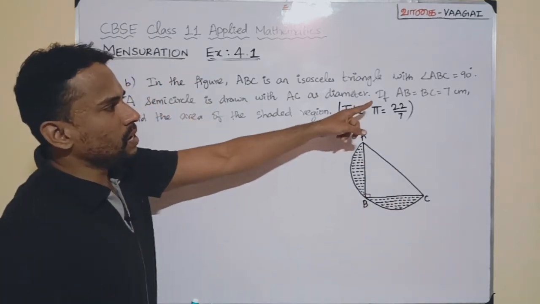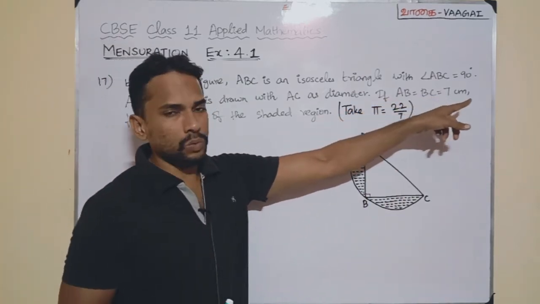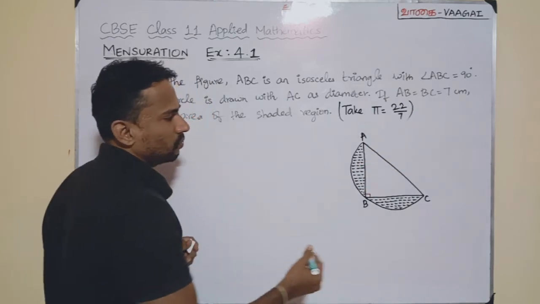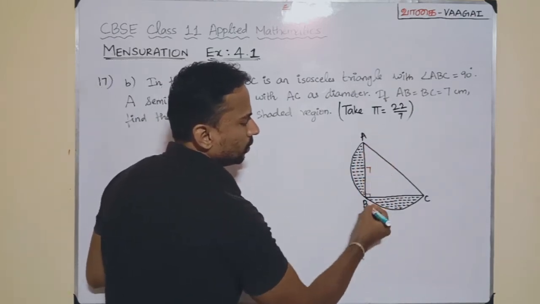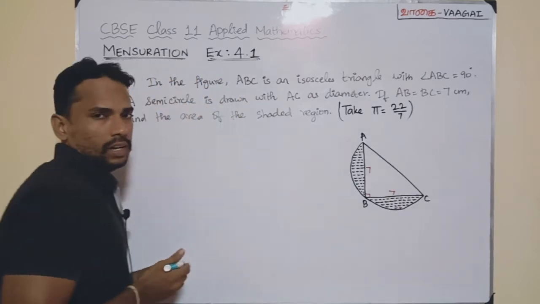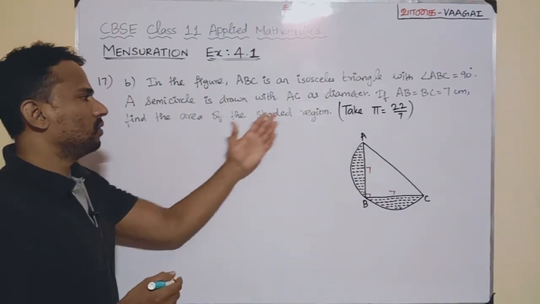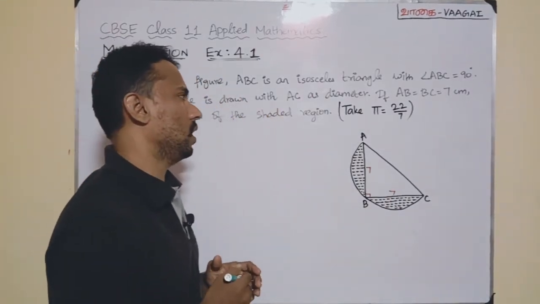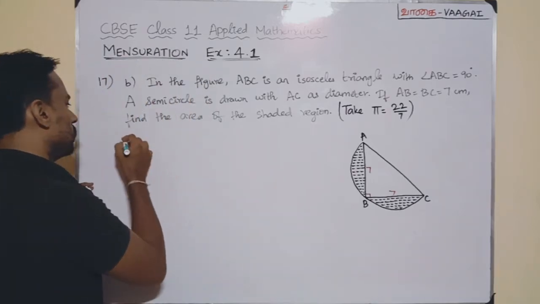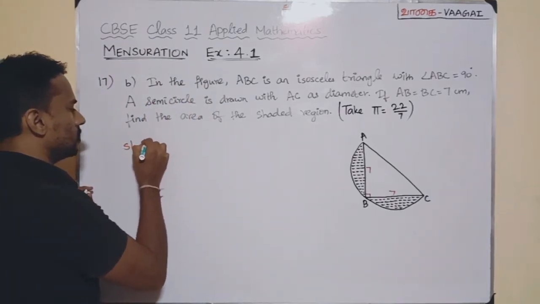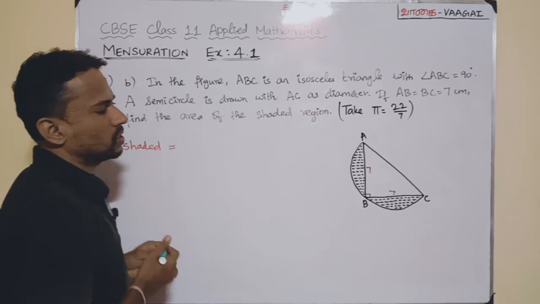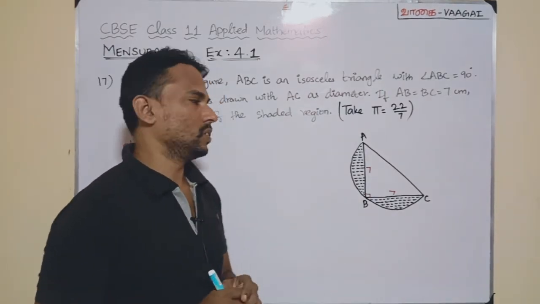And if AB is equal to BC is equal to 7 centimeter. So listen very carefully. AB is 7 centimeter, BC is also 7 centimeter. Then what is the question? Find the area of the shaded region. This is going to be the question. As usual, we need to find the area of the shaded region only. So this is going to be this question. So let's make some clear plans here.